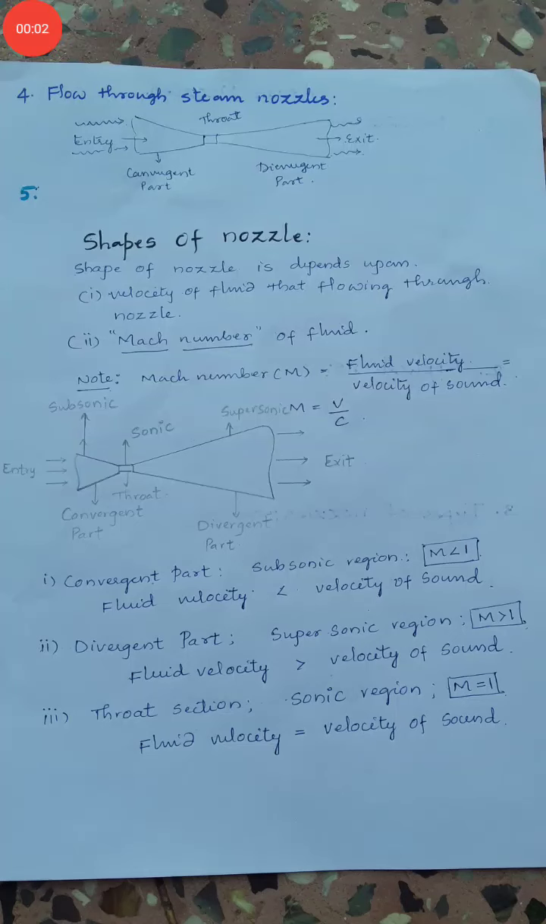Okay, friends, after knowing the meaning and definition of the nozzle, the applications of steam nozzles and the types of nozzles, now we have to go through the new topic, that is flow through steam nozzles. In this topic, how the flow takes place across the surface of the steam nozzles, how it will be in the convergent part, in the throat and the divergent part.